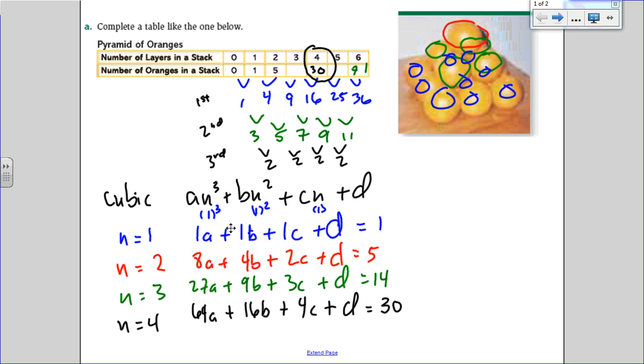So we can set up our matrices now to have a 4 by 4, and then we have our answer matrix. And by doing that, we can use our inverses like we did in class, and that should be able to find you the A, B, C, and D. That will get you the function that makes this sequence.